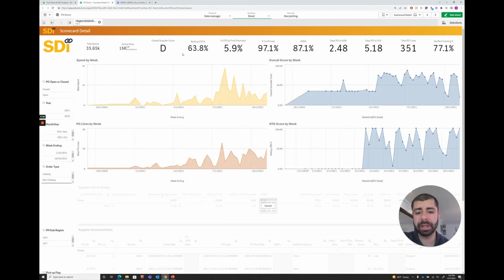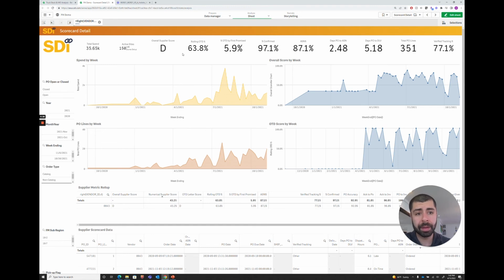All right, so this is another vendor that doesn't have a lot of spend. Perhaps they don't have a lot of spend for good reason because they're overall a D. So they're getting 63% in their on-time delivery, but unlike the previous vendor, they're only delivering 5.9% of the time when they promised. They're confirming a lot of orders and ASNing and giving us tracking on about 77% of the orders. So overall, their score is a D because 1, 2, 3 are underperforming. And the on-time by first promise is significantly underperforming, causing the supplier to get a low score.